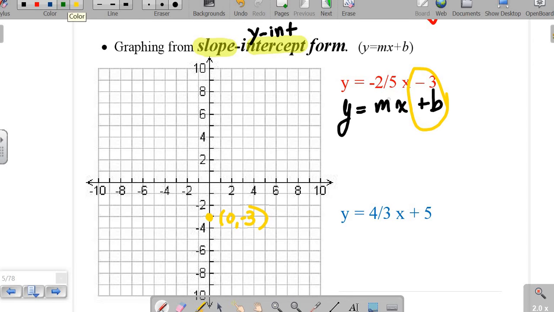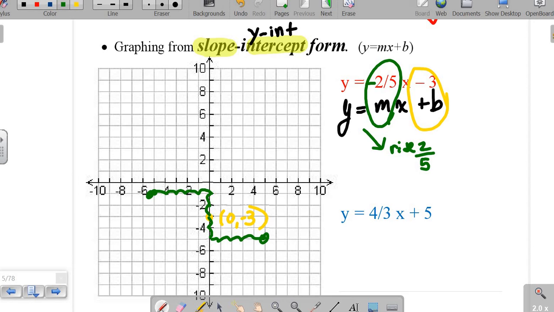Then we come here to our slope. We see that it's a negative line, so it's going to go down from left to right. Our rise is 2 and our run is 5. Alrighty, I'd like you to pause the video and do the second line on your own.